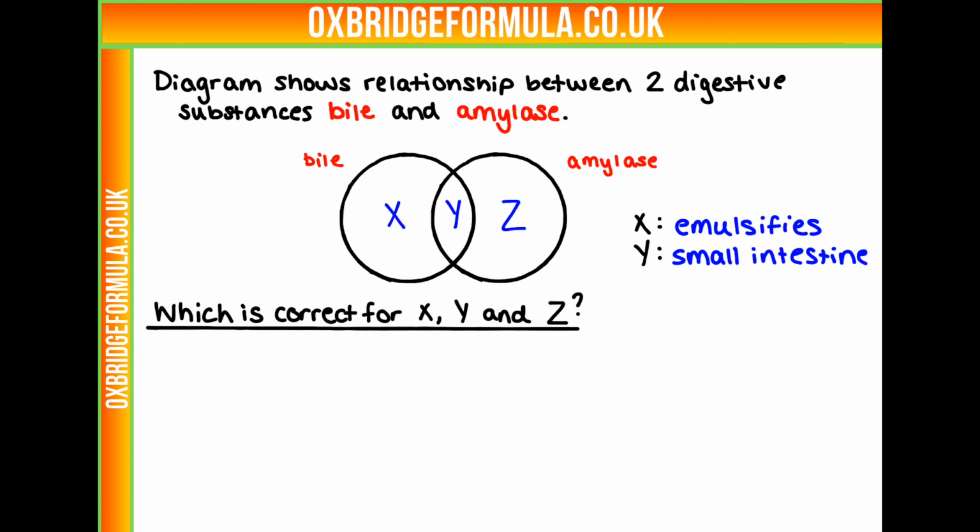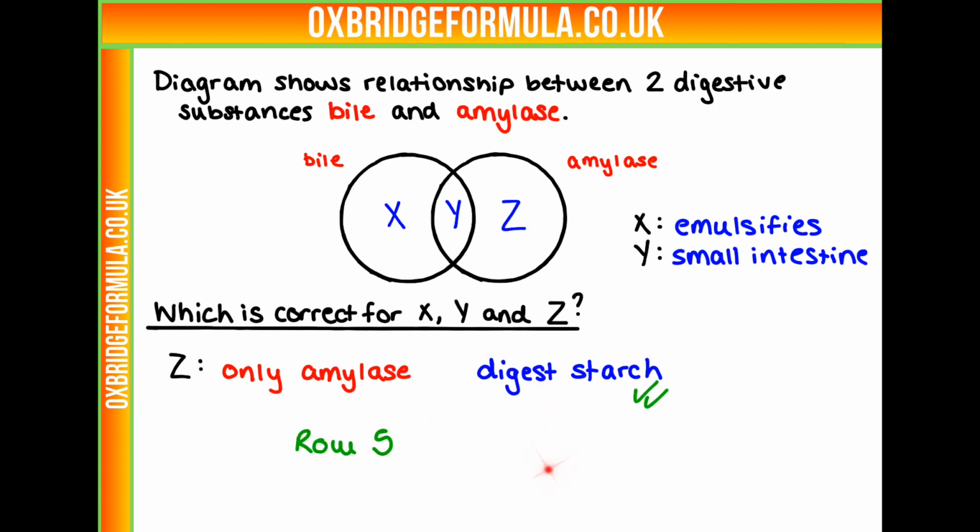Now this leaves us with only one possible answer for what Z could do, which is only amylase, but let's see if it's correct. So the option we're left with for Z is that it digests starch. And what do we know about amylase? Well, as it's got the suffix ase, it's an enzyme, and amylase, the ami is going to reference us breaking down things like amylose, which is sugars and starches. So yes, amylase does digest starch. So row 5 is the correct row in our answer table, which leads us to an answer of A.